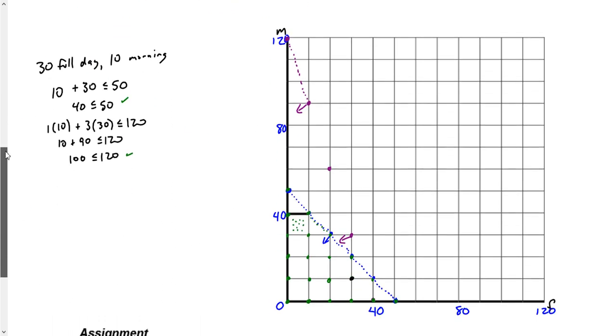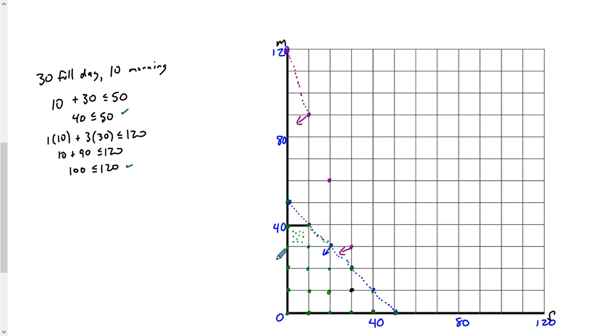And now that we have a little bit of understanding of what some possible solutions are, you can go have some fun.